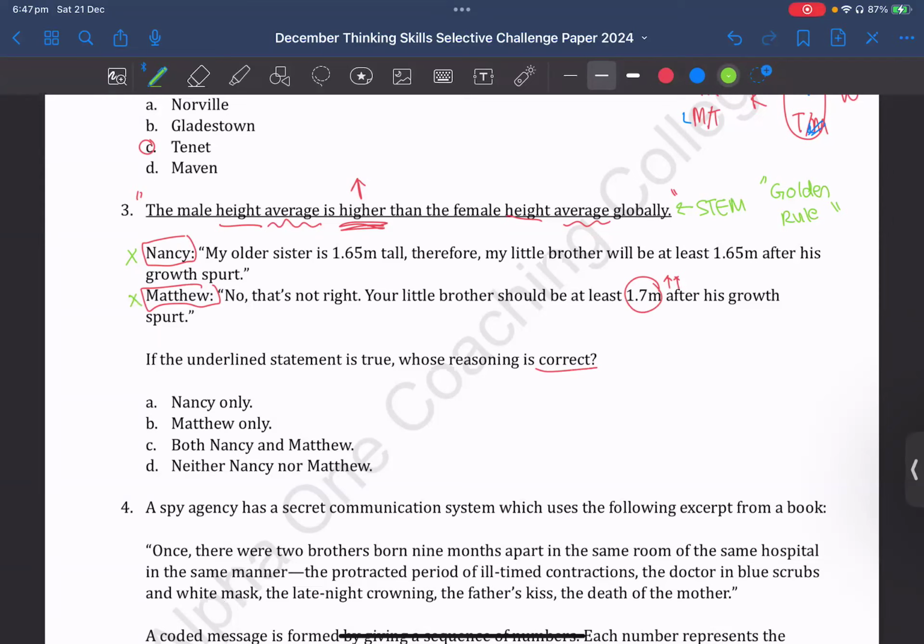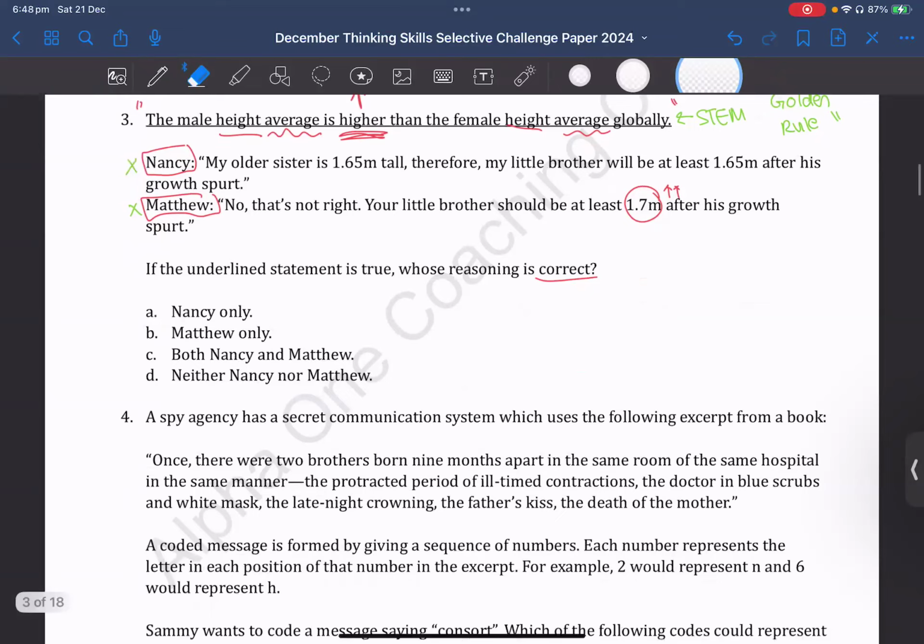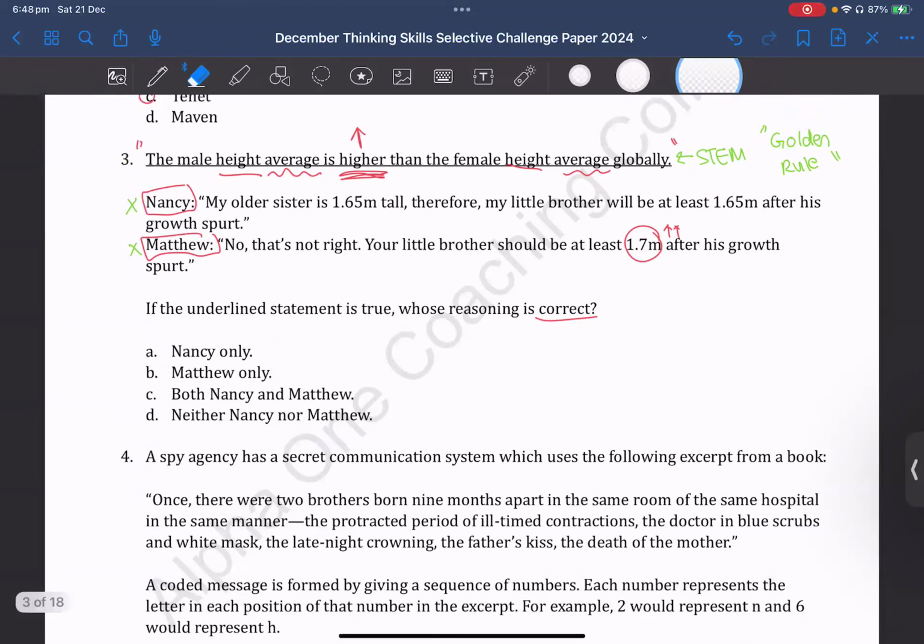That's actually incorrect. Just because on average it's higher, sometimes older sisters are taller than younger brothers. And we can see this a lot of the time. I think the key thing to remember for this sort of question is understanding that just because the average is a certain thing, it doesn't mean it happens all the time. Alrighty. So therefore, because both of them are wrong, whose reasoning is correct, it has to be D, neither Nancy nor Matthew.